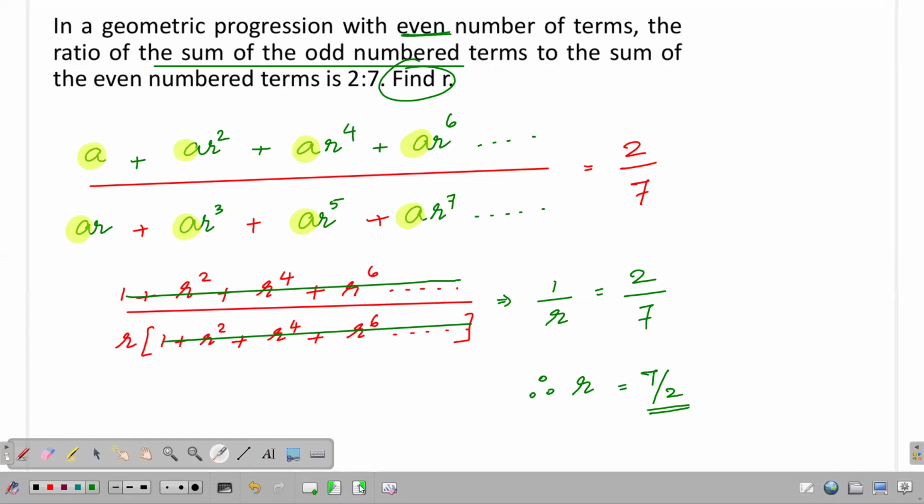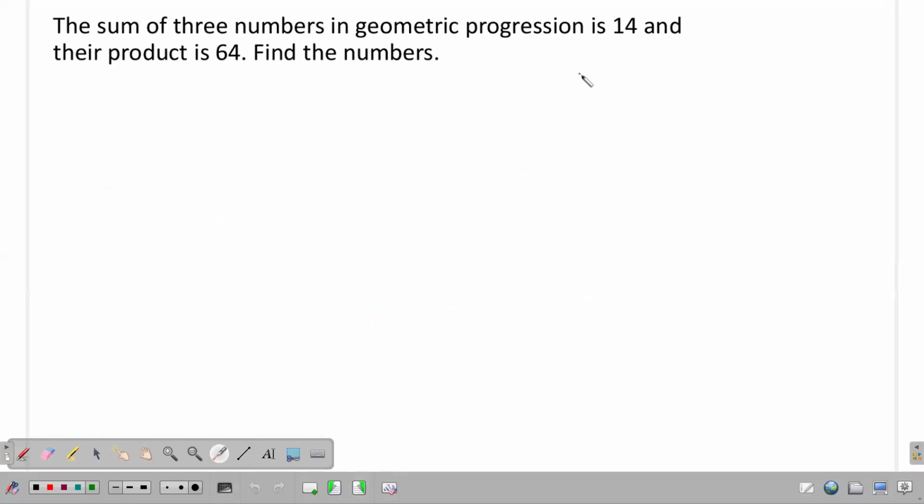Let's consider one more question maybe. Okay, it's very easy one, that's why. Let's go for this also. I shall take up the queries towards the end. Okay. Let's consider this question.